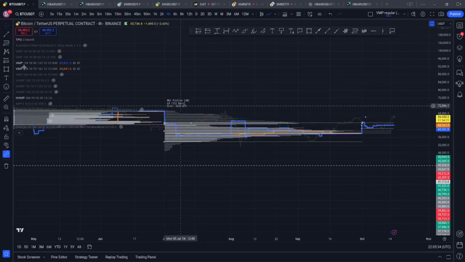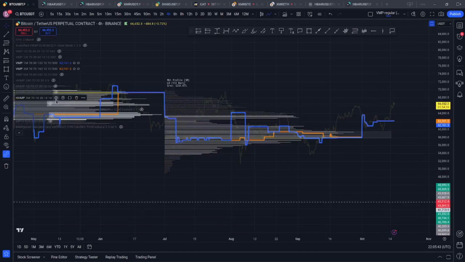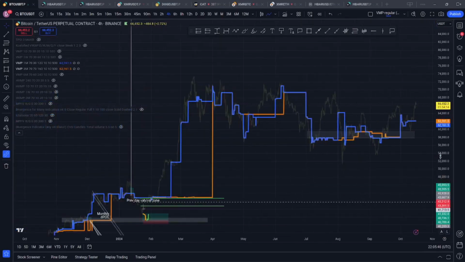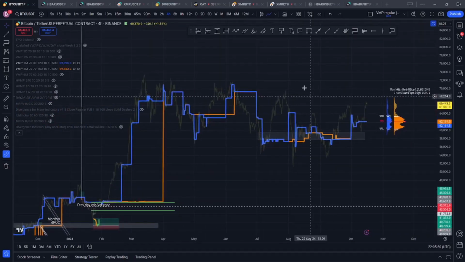So this HVMP indicator will keep it on. It might look wonky, but it'll keep it on. It won't go away from your chart. So that is why I like to use that one more often as a way to see where the historic TPOs are and how they reacted on the chart.